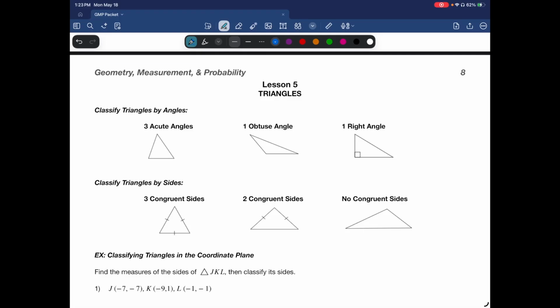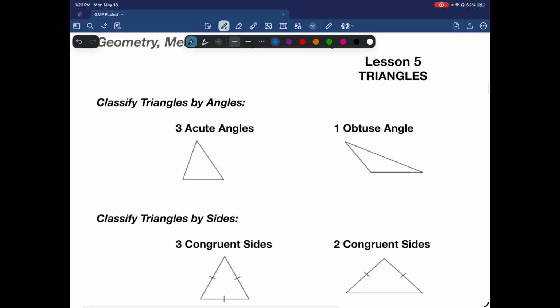All right, guys, let's talk about triangles. There are two ways to classify triangles. You can do it by angles, or you can do it by sides. If you do it by angles, you have three acute angles, which gives you an acute triangle.